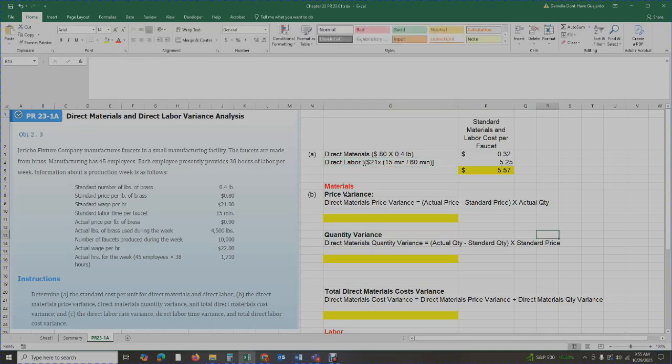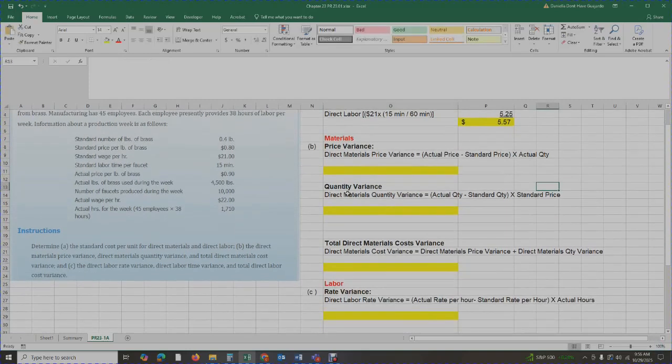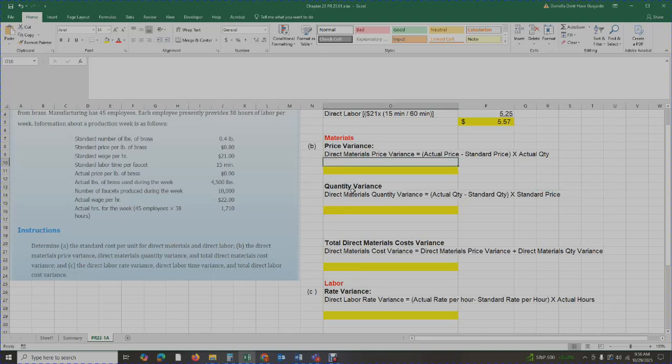Okay, so now we're going to move on to materials. So for B, we're going to calculate the direct materials price variance, direct materials quantity variance, and the total direct material cost variance. So we have three formulas for materials. Let's start off with our price variance. My price variance formula is your actual price less your standard price times your actual quantity, okay?